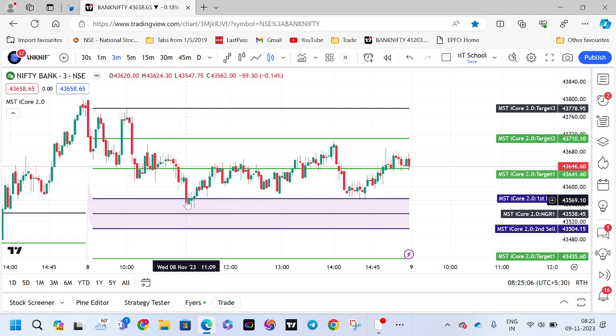Here buy activated, target hit, again buy activated, target hit, again buy activated, target hit. So this is the perfection of our indicator.